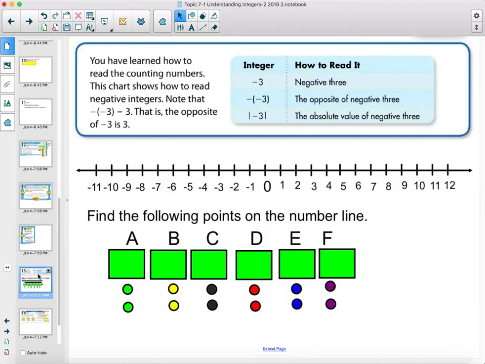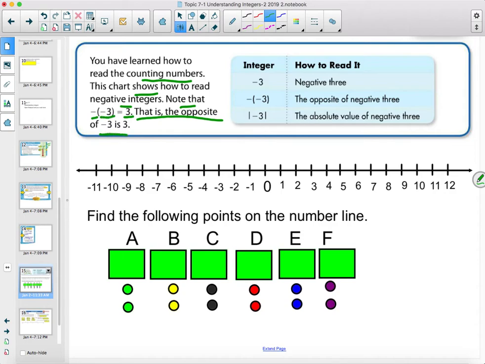So, another example of some information. You've learned how to read the counting numbers. You've been doing the counting numbers since you had that little number line on your desk. And this chart shows how to read negative numbers. Note that the negative of negative 3 equals 3. That is the opposite of negative 3. So 3 is the opposite of negative 3.